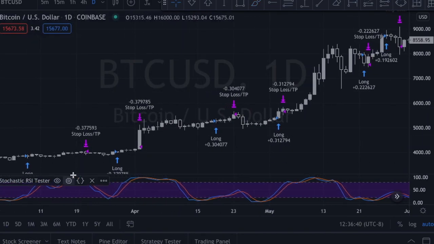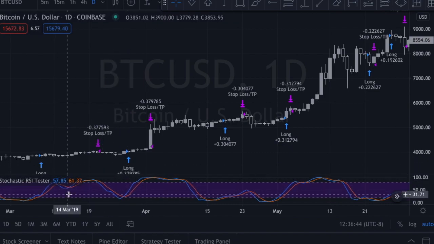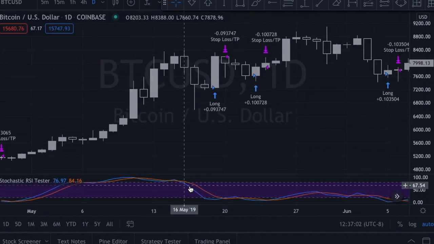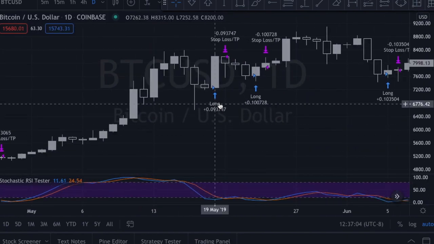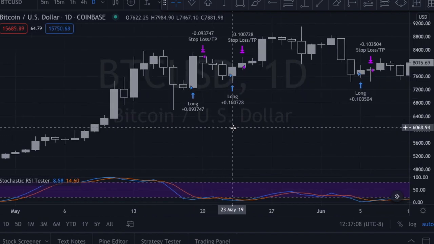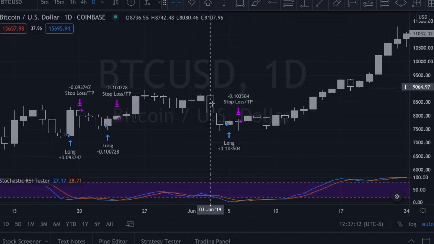So first of all, let's run the test of what happens when the blue line crosses below the 20 line. Okay, I've got it set up here. So just so you guys can see, you see this blue line crosses below the 20 line right there. So we take a long position, we buy at the very opening of the next candle. Same thing down here, it came down again. So we bought at the very opening of the next candle.